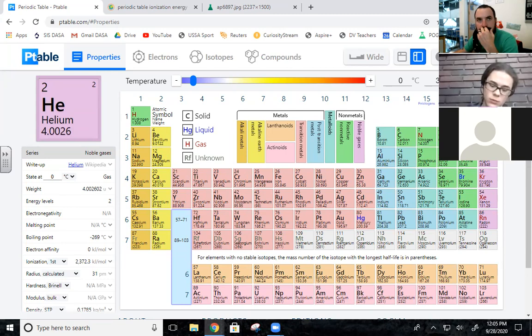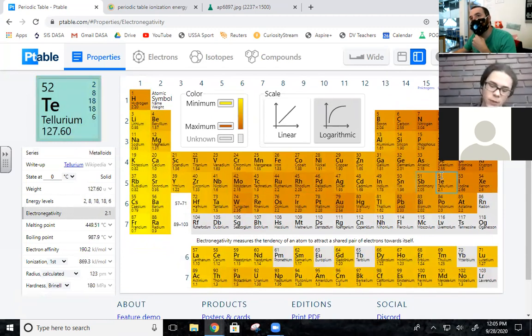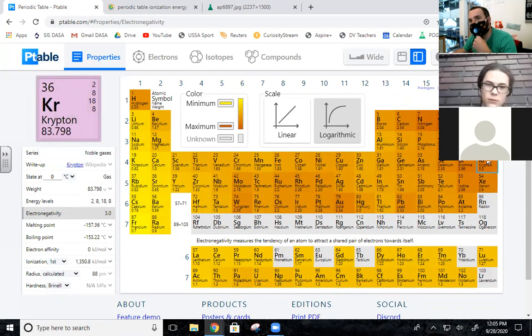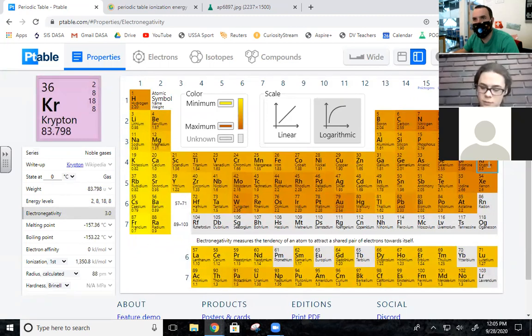Okay. So electronegativity, we can go here and look at electronegativity. So krypton and xenon have some electronegativity, which is fascinating. Why does krypton have electronegativity? I do not understand that. Somebody's got to explain that to me sometime because I don't get that. That doesn't make any sense.